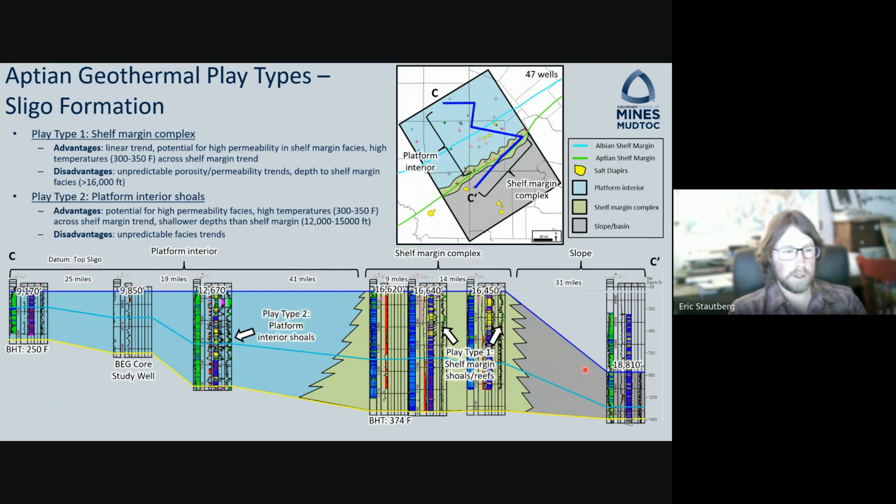So we can see our platform interior facies back here, our shelf margin reefs and shoals here, and then our slope system down here. It's important to note that the Sligo system out here ranges in depth from about 9,000 feet to the north to the top of the Sligo reef at about 16,000 feet at the shelf margin. So it is rather deep. But the bottom hole temperatures range from 250 degrees to the north to almost 375 degrees down here at the shelf margin. So this is a hot system down here.